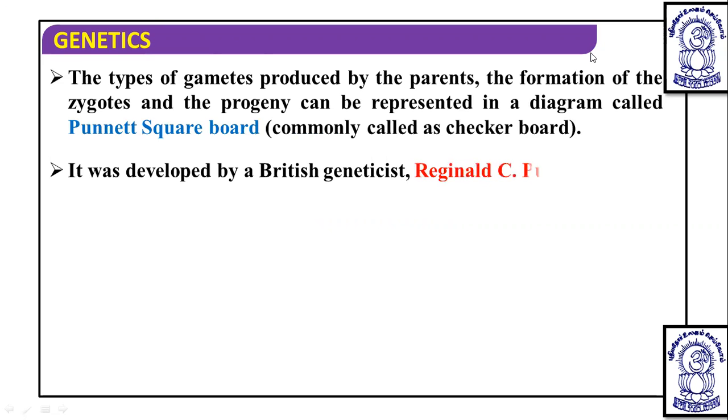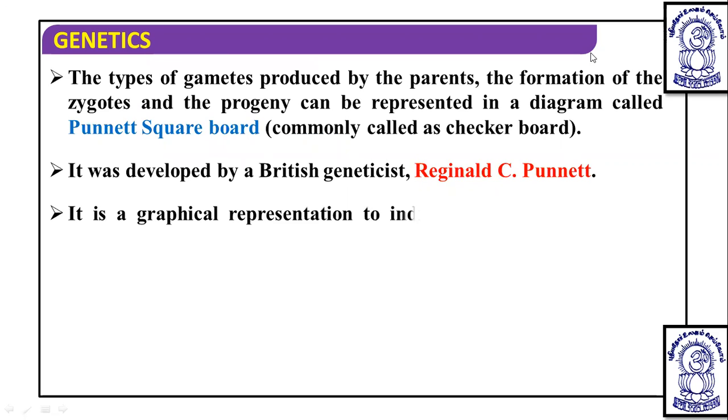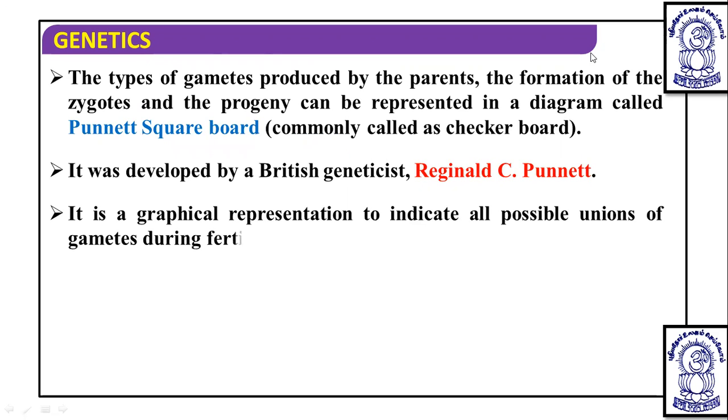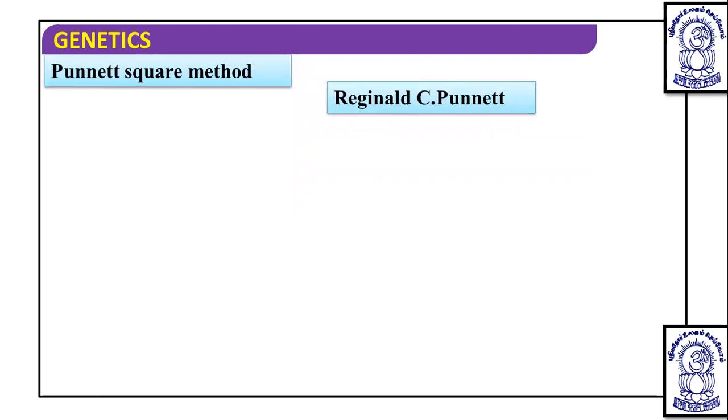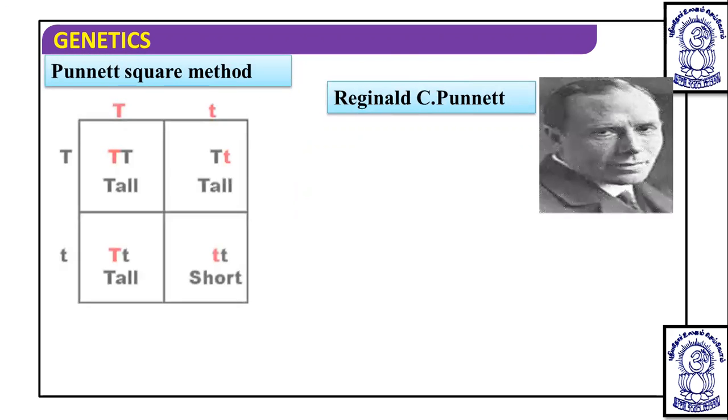It was developed by a British geneticist, and his name is Reginald C. Punnett. Because of this, we call it the Punnett square. It is a graphical representation to indicate all possible unions of gametes during fertilization. And this is the Punnett square matrix, which was developed by Reginald C. Punnett.